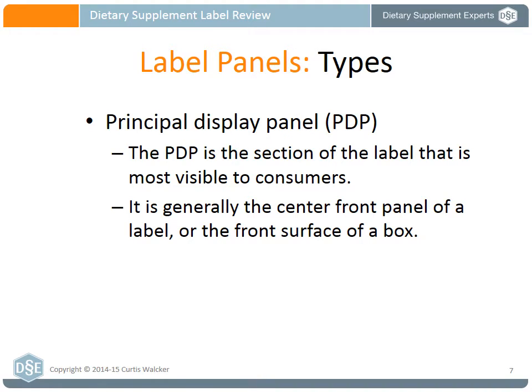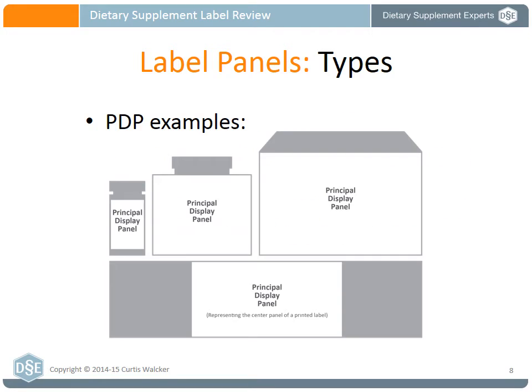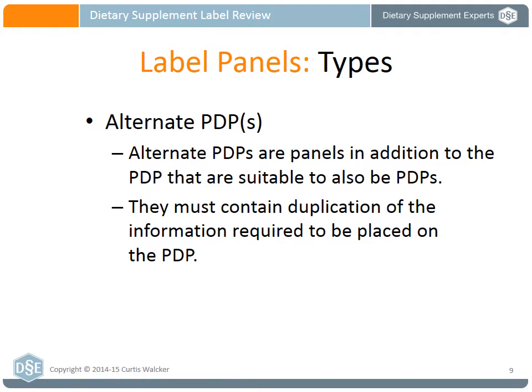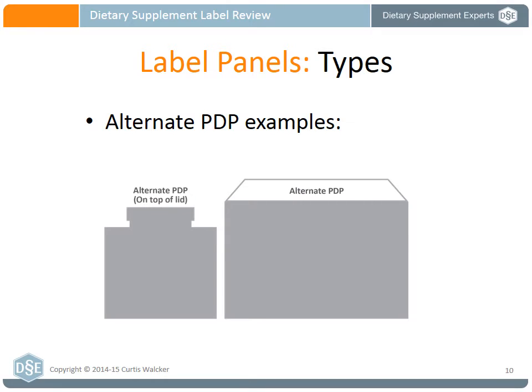Principal display panels. The principal display panel is the section of the label that is most visible to consumers. It is generally the center front panel of a label or the front surface of a box. Here are some examples of principal display panels. Alternate principal display panels. Alternate PDPs are panels in addition to the PDP that are also suitable to be PDPs. They must contain duplication of the information required to be placed on the PDP. Here are some examples of alternate principal display panels.